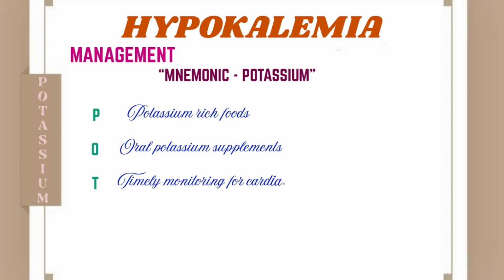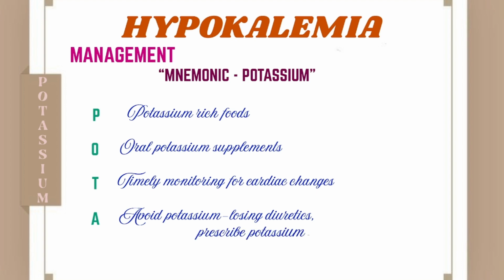T stands for timely monitoring for cardiac changes. As we know, potassium imbalance directly affects the heart rhythm, so we have to continuously monitor the ECG changes in case of hypokalemia. A: Avoid potassium losing diuretics. We have to avoid loop and thiazide diuretics, and prefer potassium sparing diuretics so that less potassium is excreted from the body. So avoid potassium losing diuretics and prescribe potassium sparing diuretics.